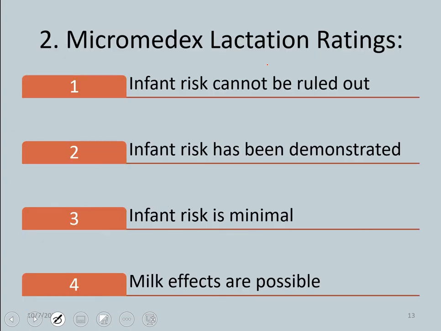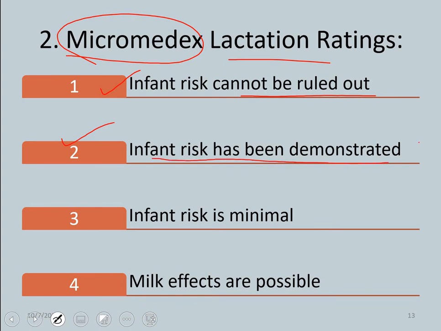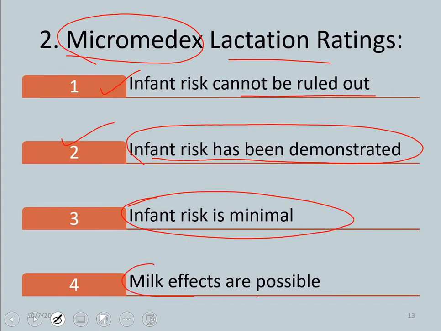Regarding Micromedex, it is a software that holds the data regarding lactation for all the drugs that have already got approval in the market, and it has condensed the data regarding safe practice of medicine. So there can be four situations. Number 1, infant risk cannot be ruled out. Number 2, infant risk has been demonstrated. Number 3, infant risk is minimal. And number 4, the last one, milk effects are possible.